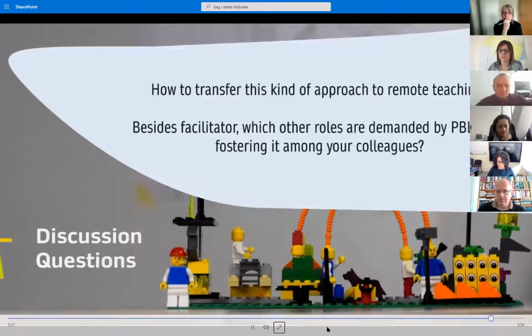How to transfer this kind of approach to remote teaching? Which other roles are demanded by project-based learning when fostering it among your colleagues?